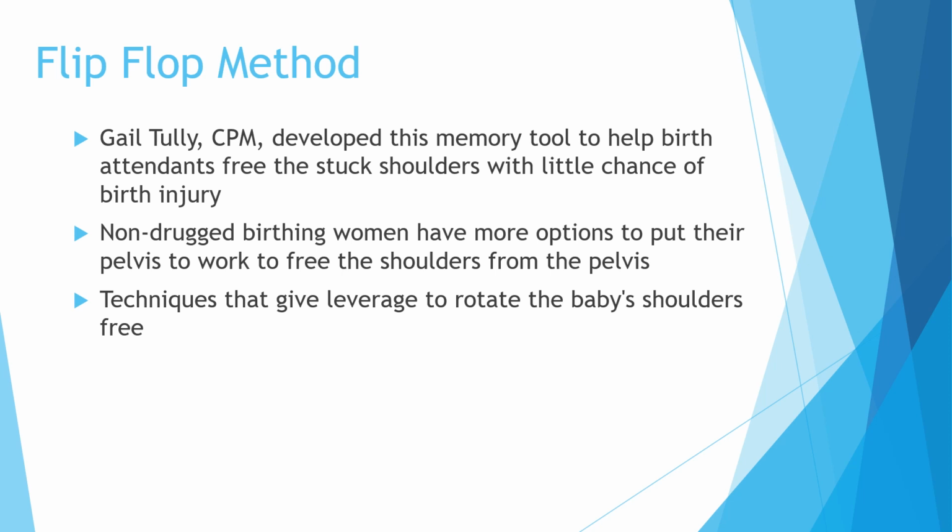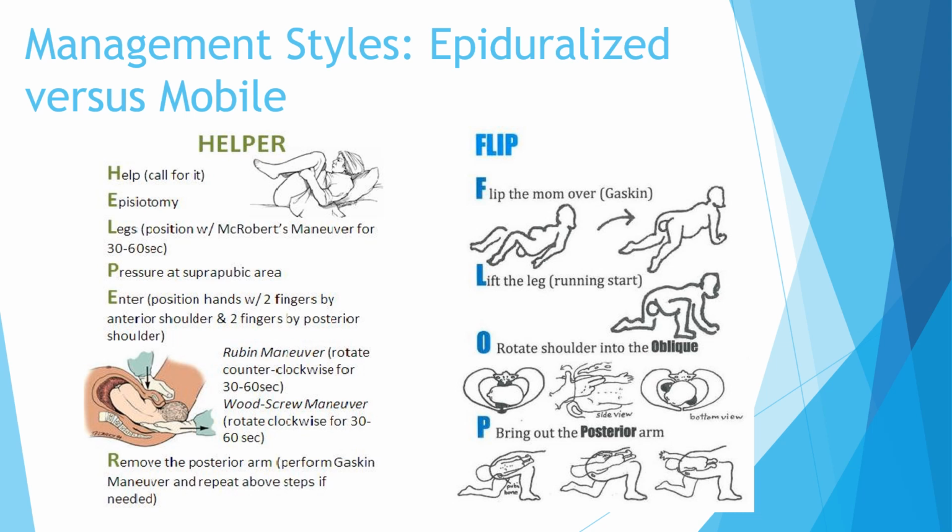Non-drugged birthing women have more options to put their pelvis in compared to a woman laying on her back, the bed's broken down, and she has an epidural. Techniques that give leverage to rotating the baby's shoulders are the most important thing. So here's just a simple reference. You can take a picture, you can make your own for your birth assistants to help them understand why we're rotating the mom to get the baby to change angle in the pelvis.